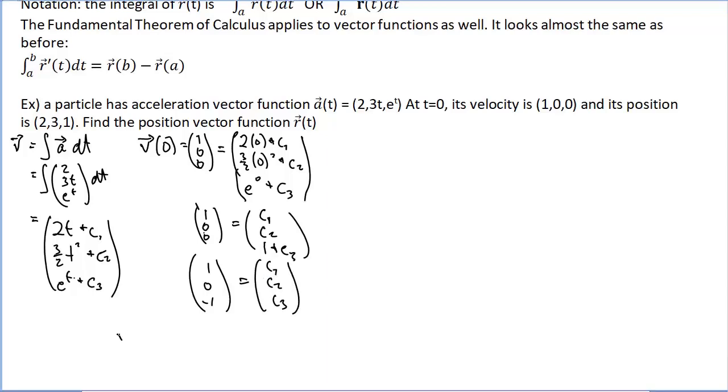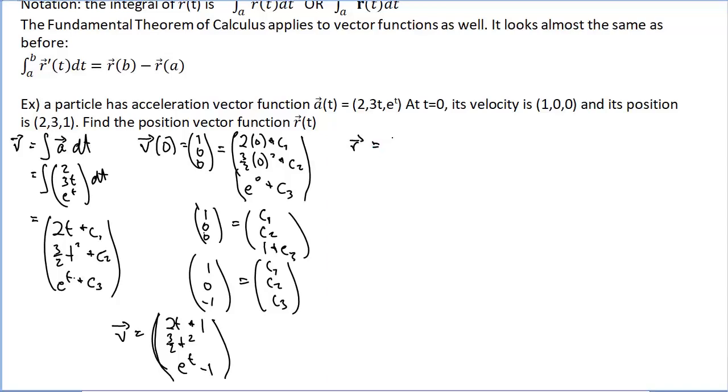So finally, that lets us say the velocity vector function is 2t plus 1, 3/2 t squared, and e to the t minus 1. And that is the velocity vector function. Next, we can do it all again in order to find the position vector function. So let's do it all again.